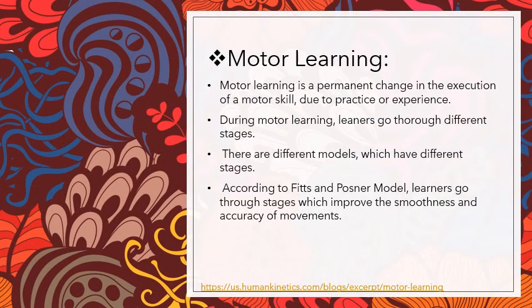Motor learning is a permanent change in the execution of a motor skill due to practice or experience. During motor learning, learners go through different stages. There are different models which have different stages. According to the Fitz and Posner model, learners go through stages which improve the smoothness and accuracy of movements.